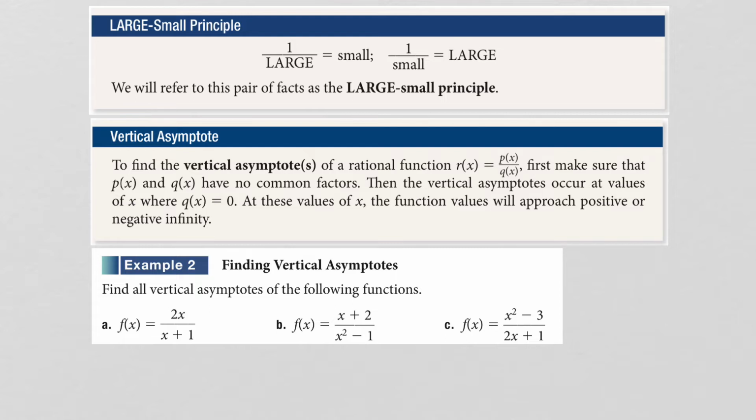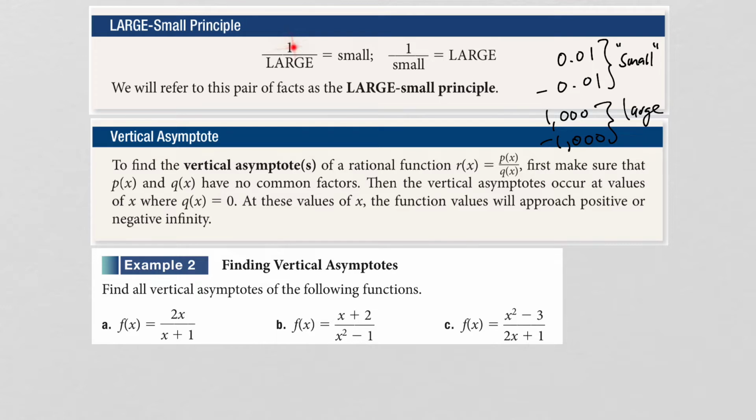And when we say small, we're talking about numbers that are close to 0. Numbers like 0.01 would be a small number. Numbers like negative 0.01 would also be a small number. Numbers like 1,000 or negative 1,000 would be considered large numbers. And the principle goes like this.